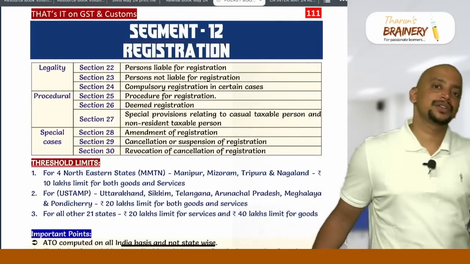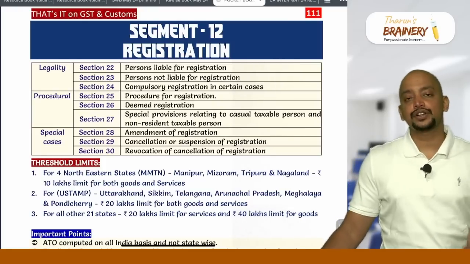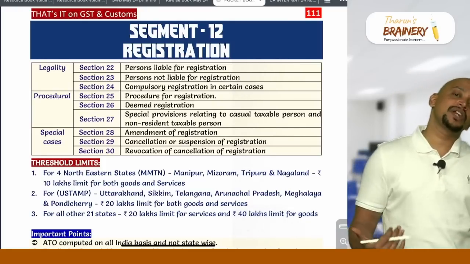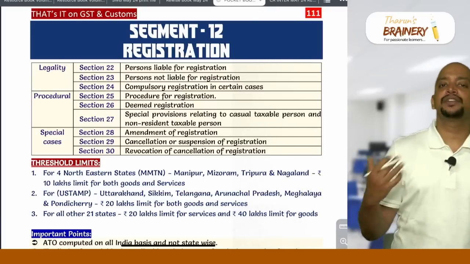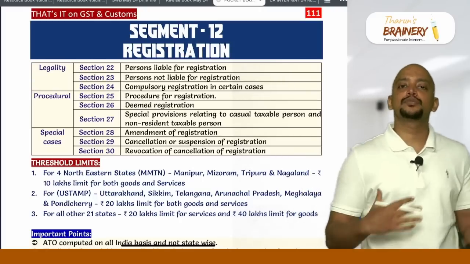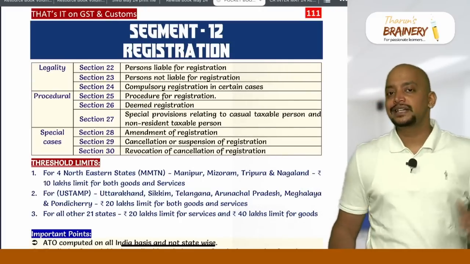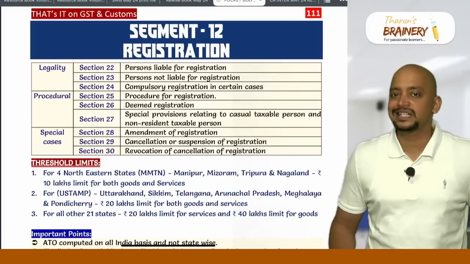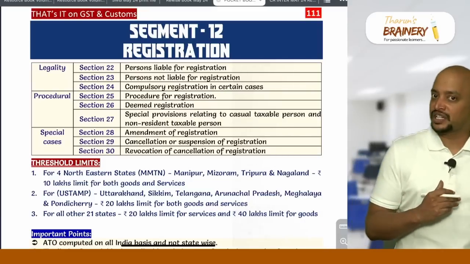In this registration we have a total of 9 sections. The first 3 sections talk about the legality. See, up to section 21 we have seen in the input tax credit chapter. 21 talks about recovery of wrongly distributed ITC, 20 talks about input service distributor, and 19 talks about goods sent on job work, and 18 talks about input tax credit in special cases, and 17 about apportionment of credit and block credit, and 16 conditions for availment of ITC.